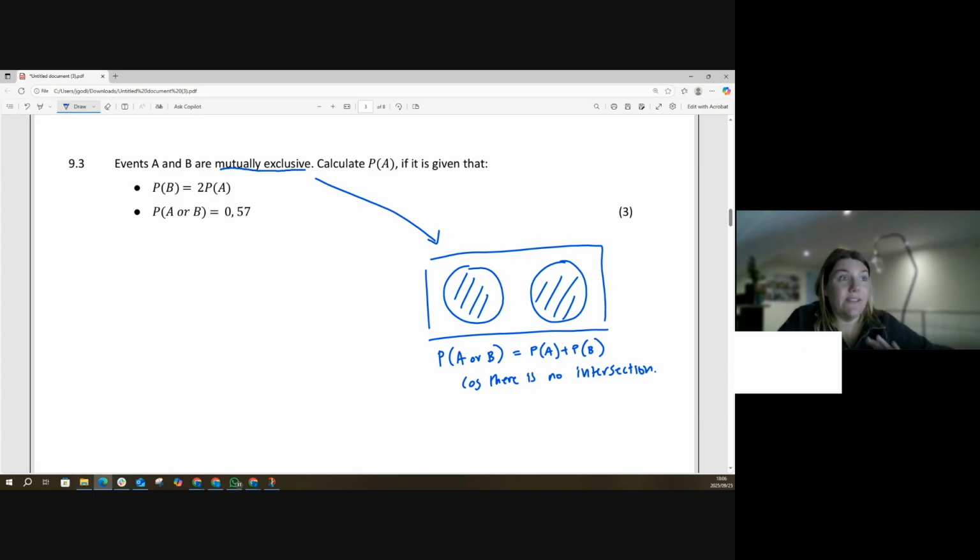So they've given you some information. This is for 3 marks over here. Probability of B is equal to 2 times the probability of A. The probability of A or B is equal to 0.57. And they would like you to work out the probability of A.